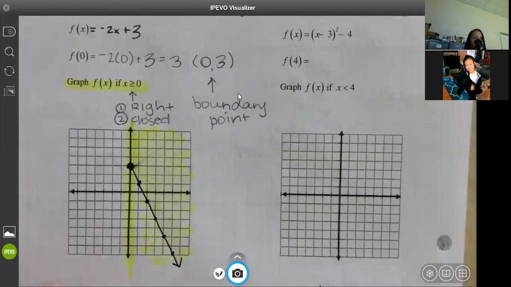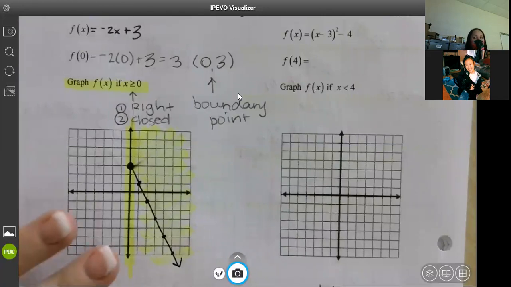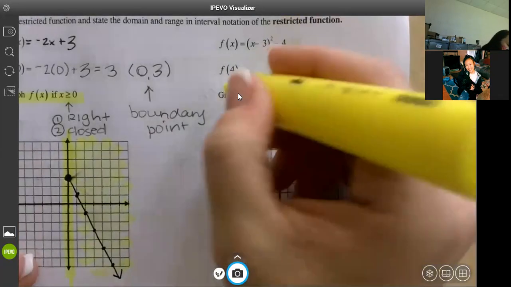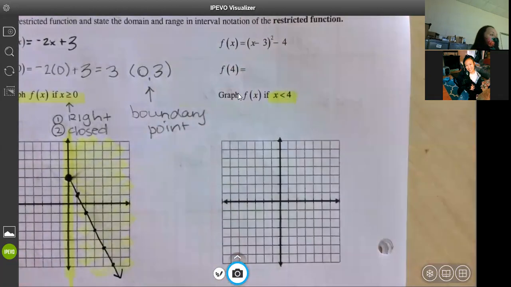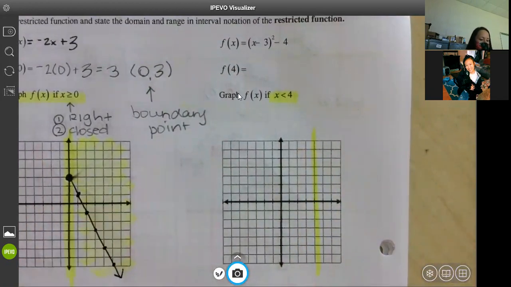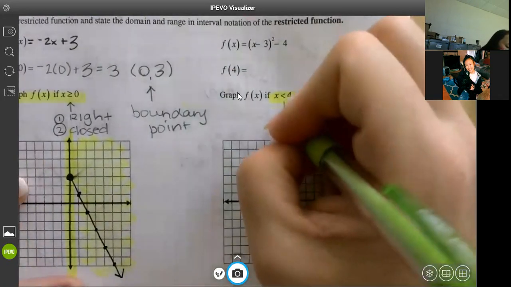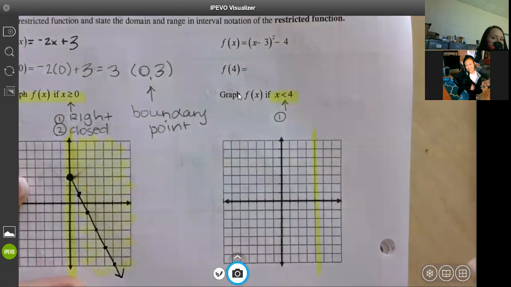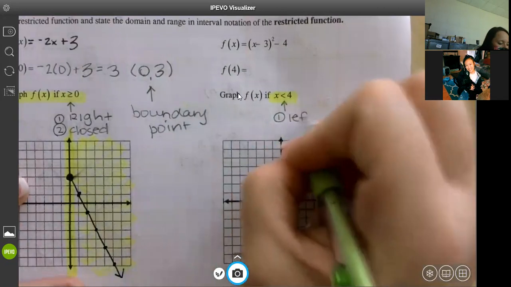All right. We're going to do the same thing on the next one. You know how to graph. You can use your calculator to graph. You can use your calculator to get the points to graph. You have to graph by hand. So if we look at this one, right here, it said that our boundary is on 4. So I'm going to graph that. What does this little symbol tell us? It's less than. So is it right or left? Left because it's less than.